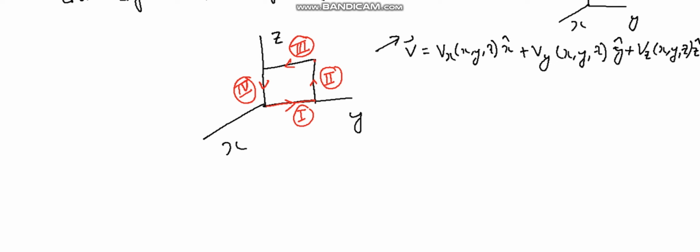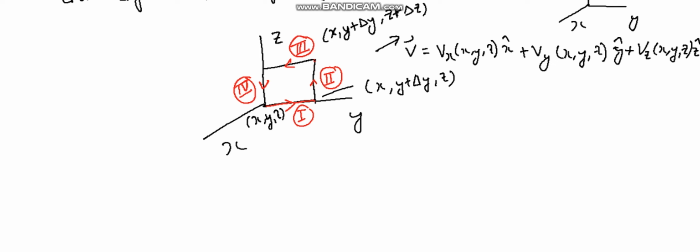Now we will label these points by their coordinates. Of course x is fixed over this path and is not going to change. So this point is x, y, z. This point has x fixed, y changing, so it is x, y plus delta y, z. This point is x, y plus delta y, and z is also changing, and this point is x, y, z plus delta z.